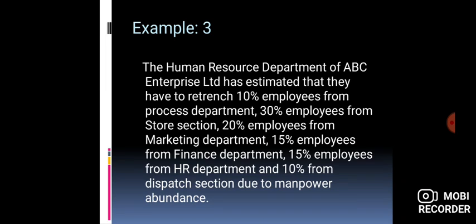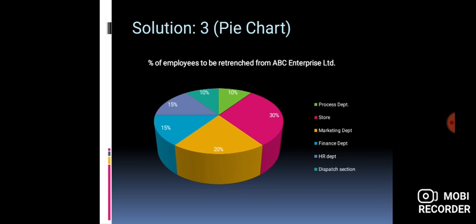So here is also information or data presented. This is the solution of example number 3. We have drawn the solution by applying a pie chart. What is a pie chart? Pie charts are used in data handling. Here different circular charts are drawn, and the main chart is divided into different segments or slices which represent a value.